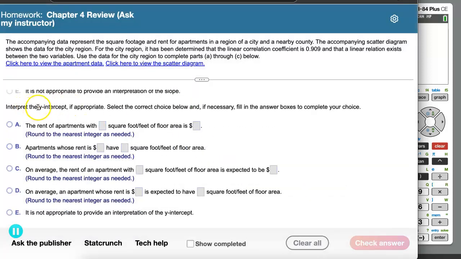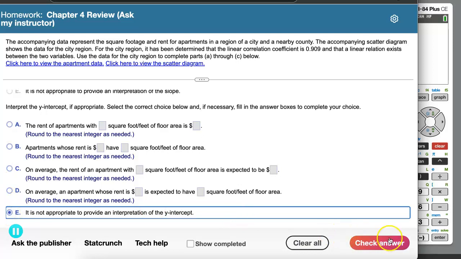Remember the y-intercept was -34. If I interpret that or start to interpret that in the context here, this would be the rent of an apartment with 0 square footage. In other words, I would pay -$34 to rent an apartment that is not even there. And in this case, that doesn't make any sense in this context.